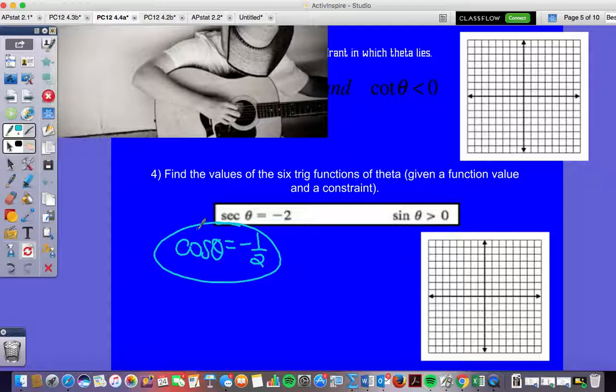What could I do with this? Cosine of theta equals negative 1/2. To be able to set it up, Caitlin, you would do like how you find the 6 trig functions. One side is negative 1 and one is 2. This is adjacent over hypotenuse, right? So what's my adjacent side? Negative 1. What's 2? The hypotenuse.